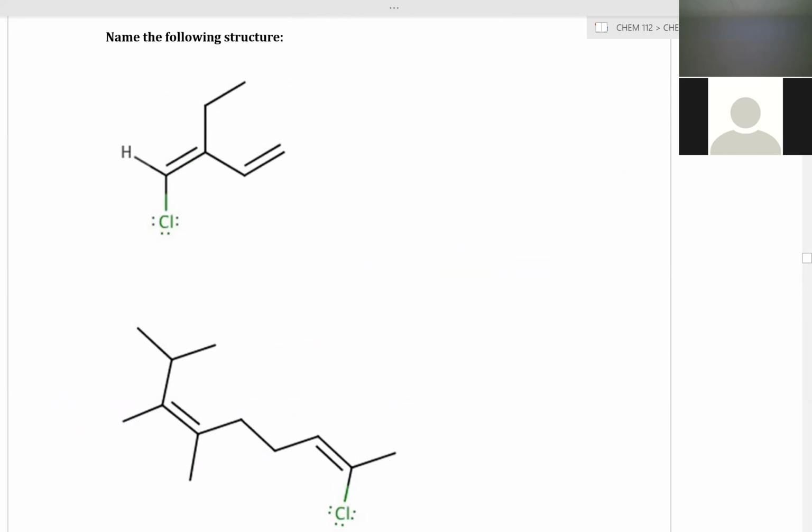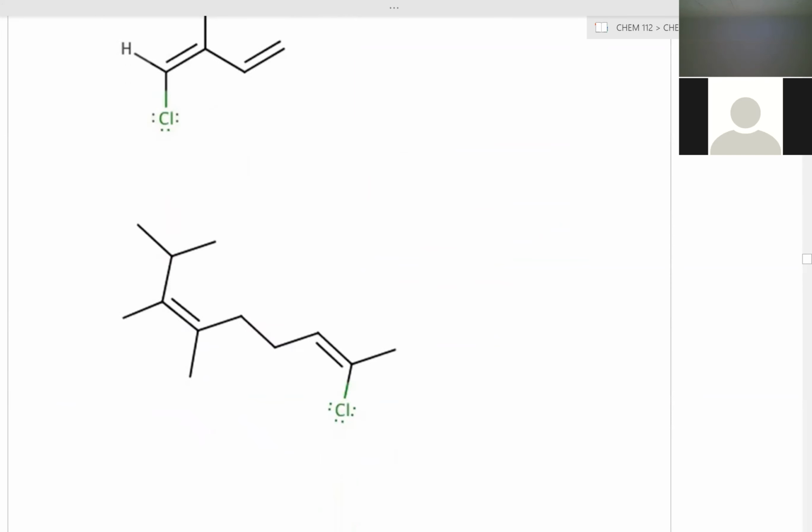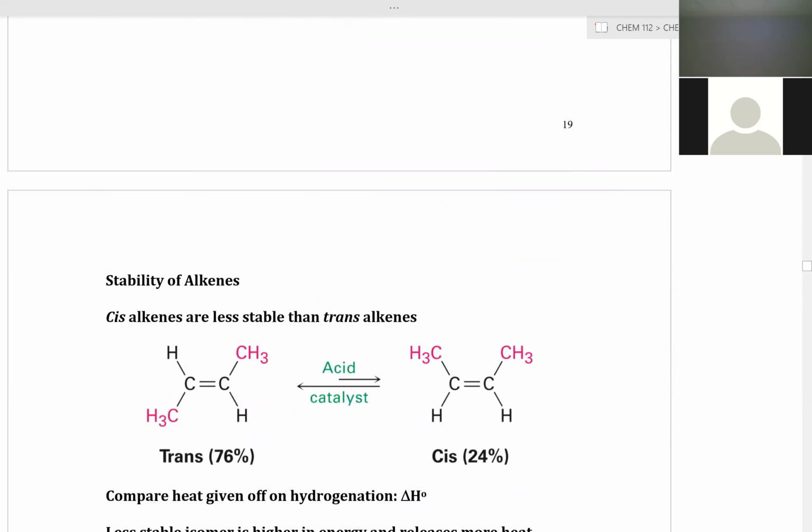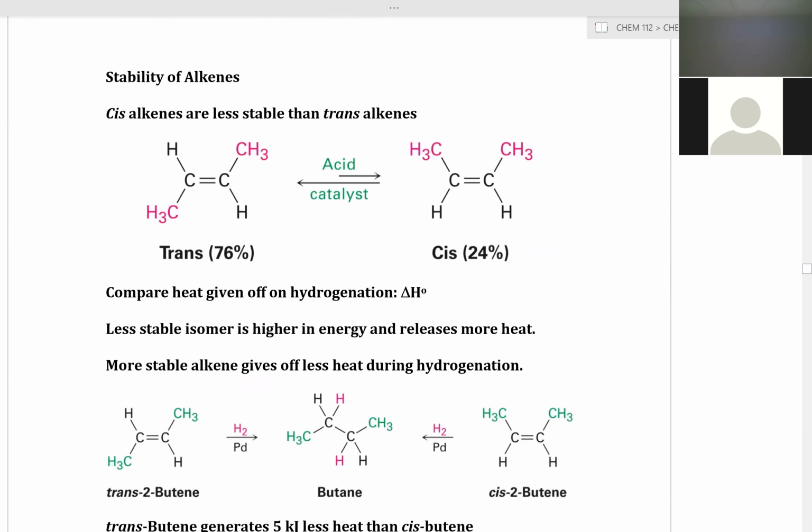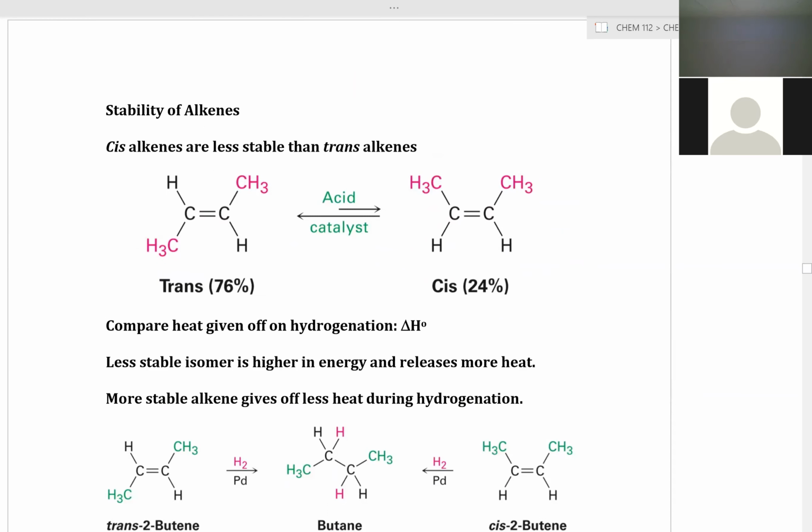I'll let you save these next 2 examples to work on at home. You may see these again on the homework, so they'd be good to practice. Let's talk next about this idea of alkene stability.